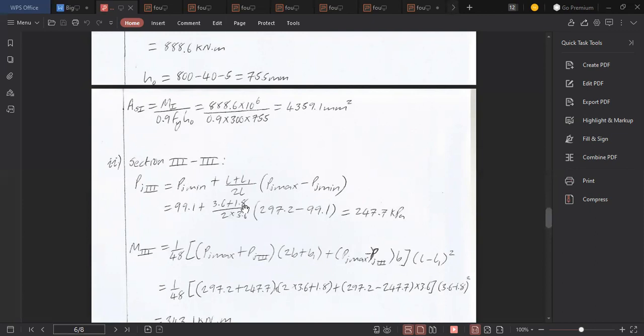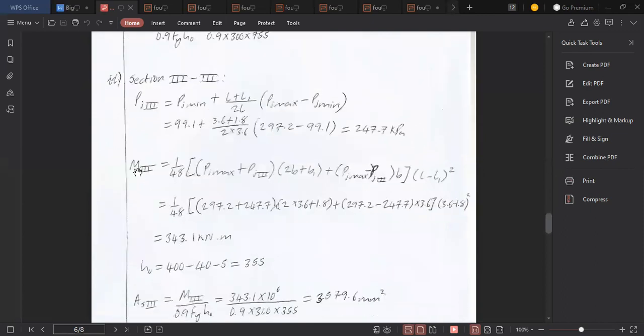Anyway, so 2 times the section over that. We find our value here. M for the section, same formula. It's just that we're using L1 instead of AC here.